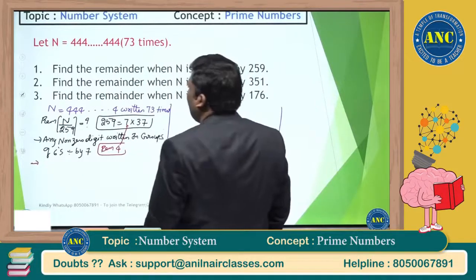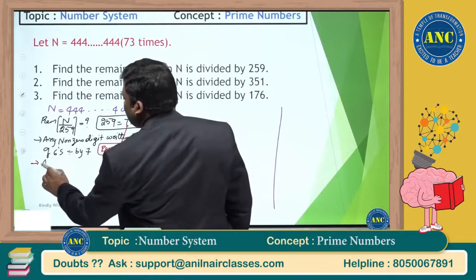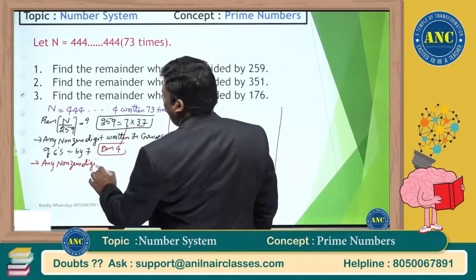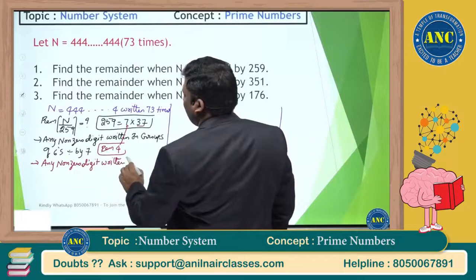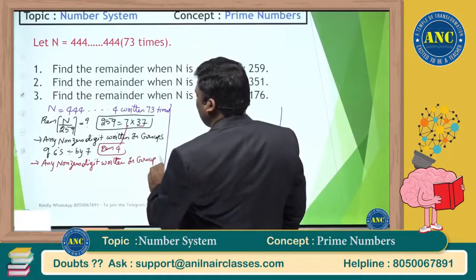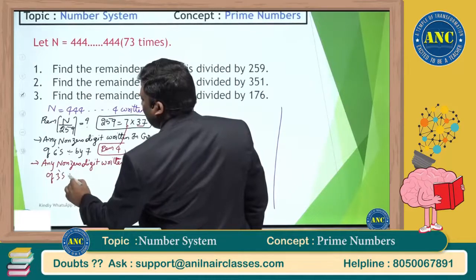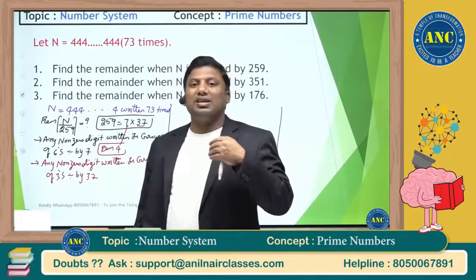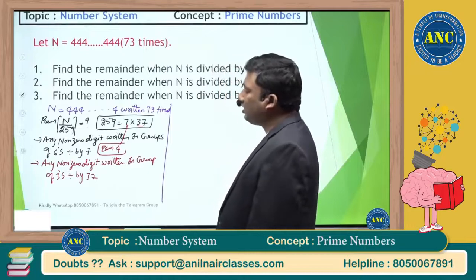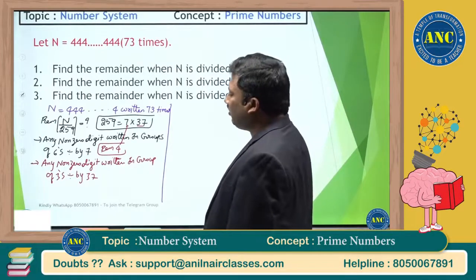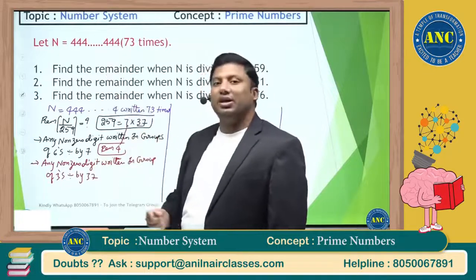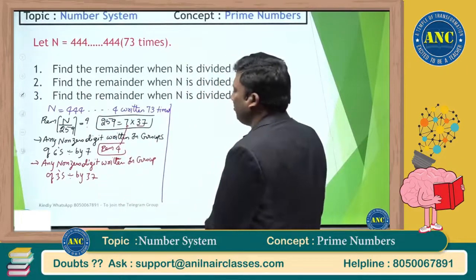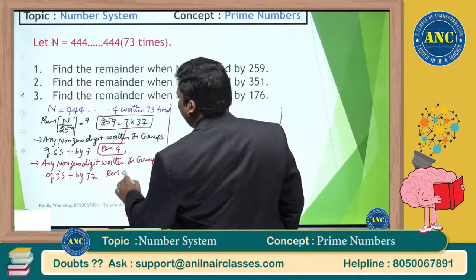Next one. What is the rule for 37 we discussed yesterday? Any non-zero digit written in groups of 3 is always divisible by 37. 111 is 37 into 3. 222 is 37 into 6. If 4 is written 3 times, answer is 0. 4 is written 6 times, 0. 3 24s are 72 times. Again, the remainder will be 4. One more 4 will be left.